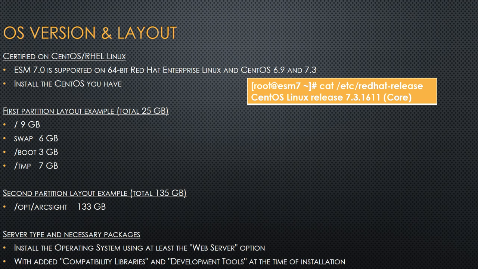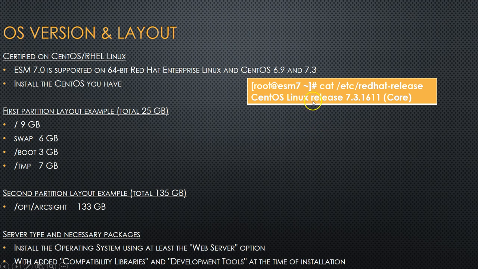The OS supported is actually CentOS or Red Hat Enterprise Linux. So ESM 7, the one we will use in these hands-on videos, is supported on 64-bit Red Hat Enterprise Linux and CentOS 6.9 and 7.3. So actually you can use RHEL 6.9 or 7.3 or CentOS 6.9 or 7.3. So install the CentOS you have. I will rely on 7.3 during our videos.